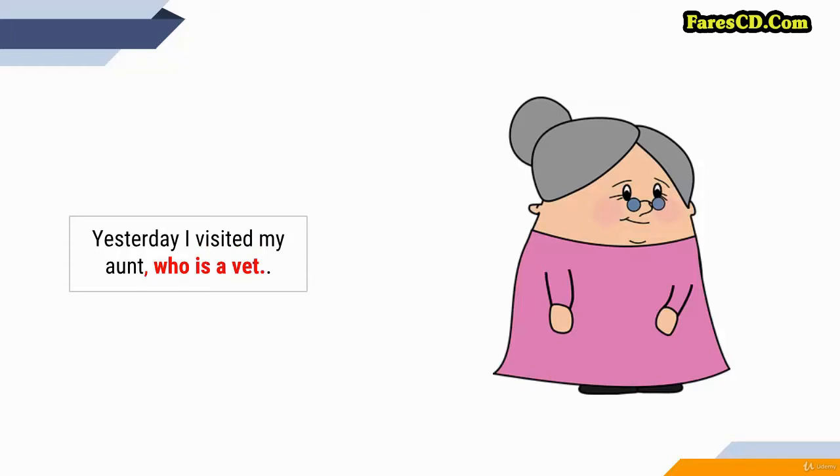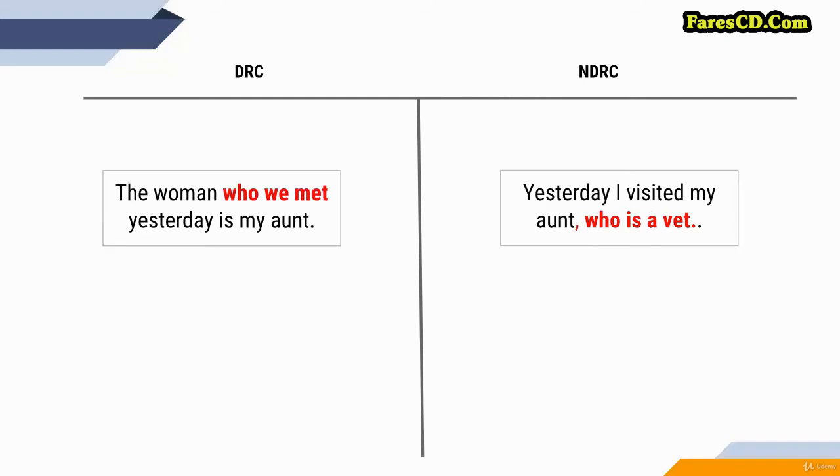Another example. Yesterday I visited my aunt, who is a vet. And let's compare these two sentences in their punctuation, because this is the first time in which the meaning of a sentence that we are checking is going to be defined by the punctuation used. So, the woman who we met yesterday is my aunt.